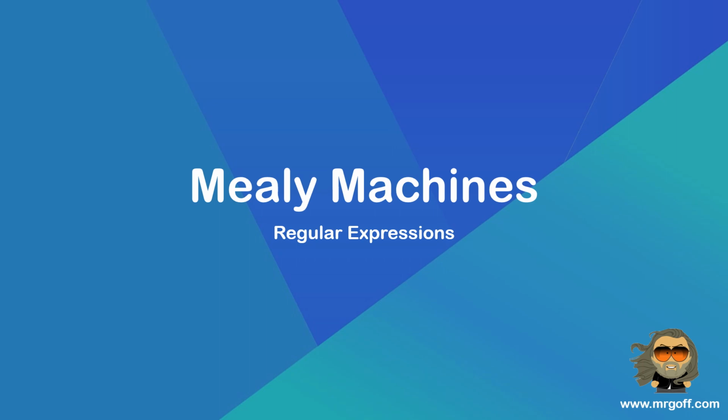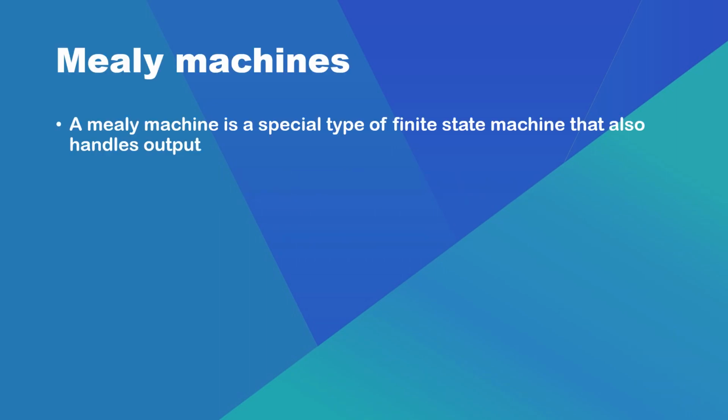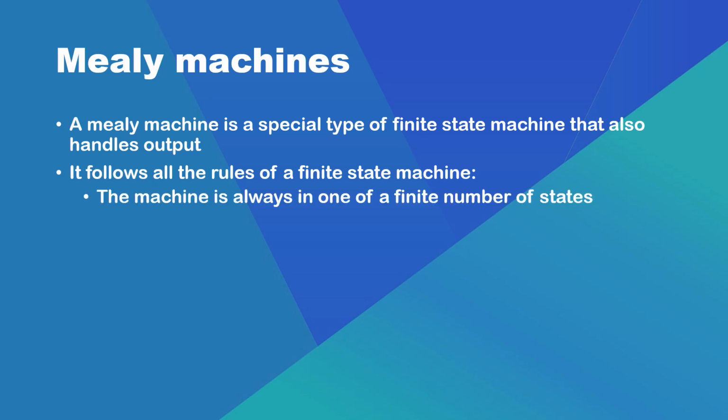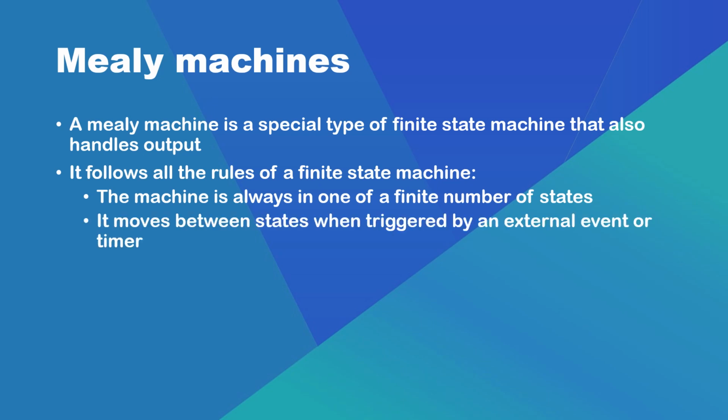This video will focus on Mealy machines. A Mealy machine is a special type of finite state machine that also handles output. It follows all the same rules of a finite state machine. That means the machine is always in one of a finite number of states. It moves between states when triggered by an external event or timer.